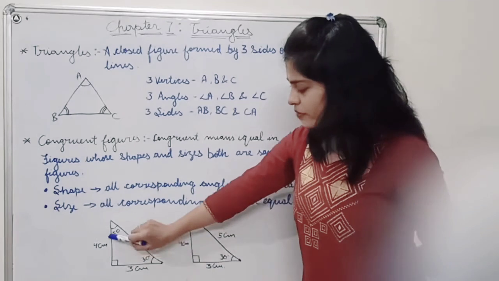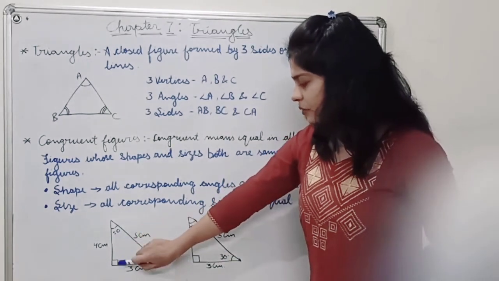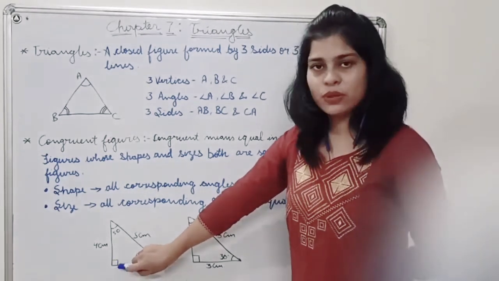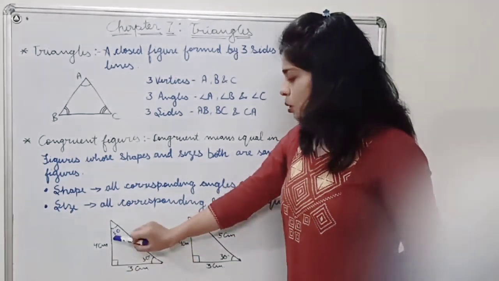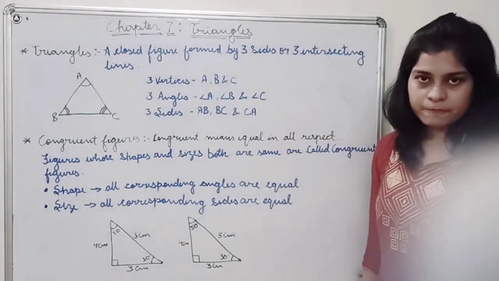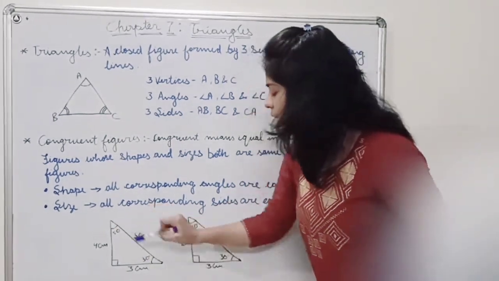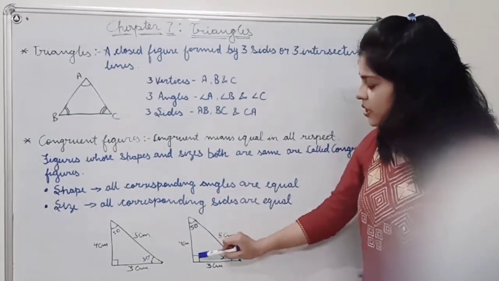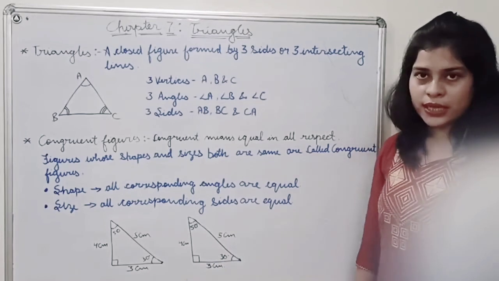See, in this closed figure, which is a triangle, one angle is 50 degrees and one angle is 90 degrees. This sign represents perpendicular. Perpendicular means 90 degrees. So this angle is 50, this angle is 90 and this angle is 30 degrees. And with respect to this, if we see the other figure, in this figure also we have one angle 50 degrees, one angle 90 degrees and one angle 30 degrees.